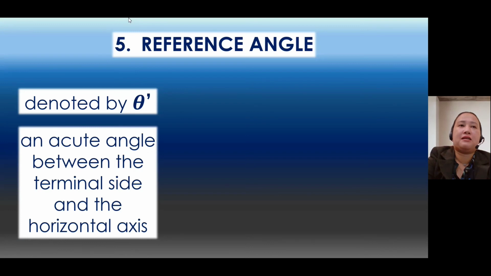So the reference angle is an acute angle between the terminal side and the horizontal axis. It is acute. The reference angle is acute. It is less than 90 degrees. And another thing, the reference angle is always positive. Okay? So what does it mean? If you have an angle, whether positive or negative, when you are asked of the reference angle, it is always positive and acute.